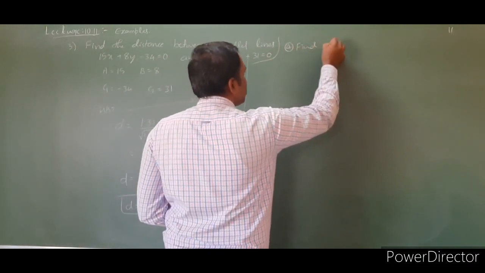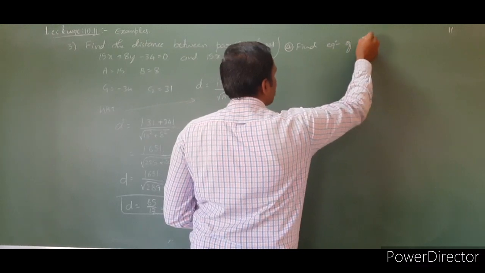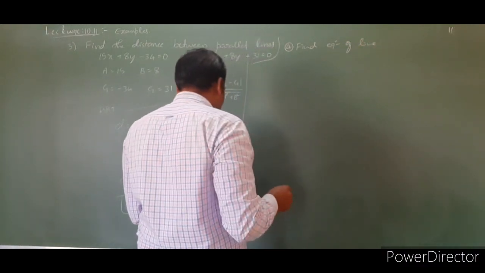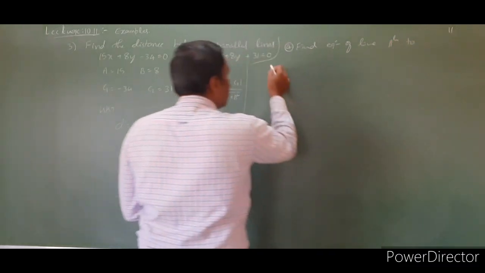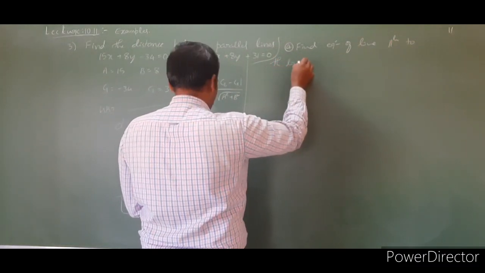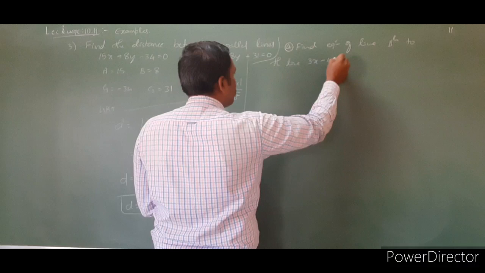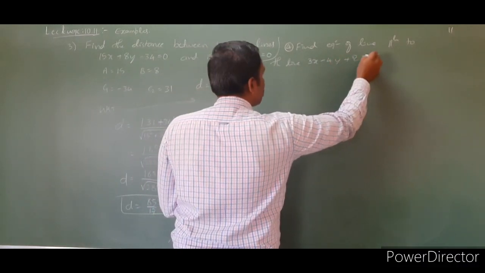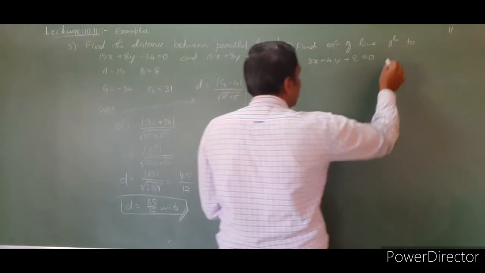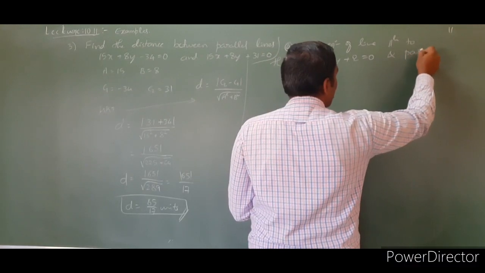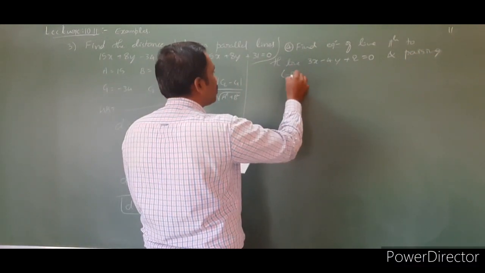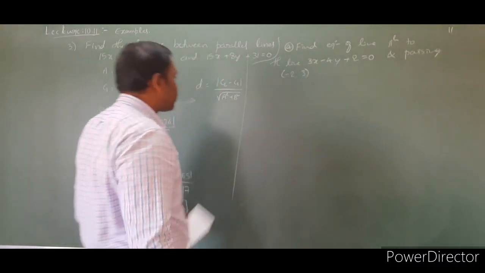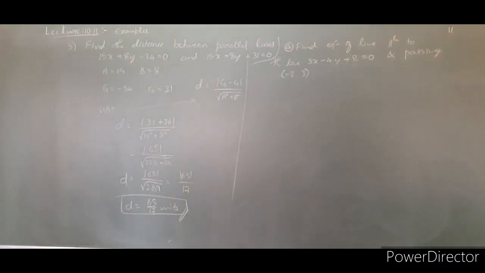Find the equation of the line. I am not going to write all the words on the board. Find the equation of the line parallel to the line 3x minus 4y plus 2 is equal to 0 and passing through the point (minus 2, 3). Here we are required to find the equation of the line.